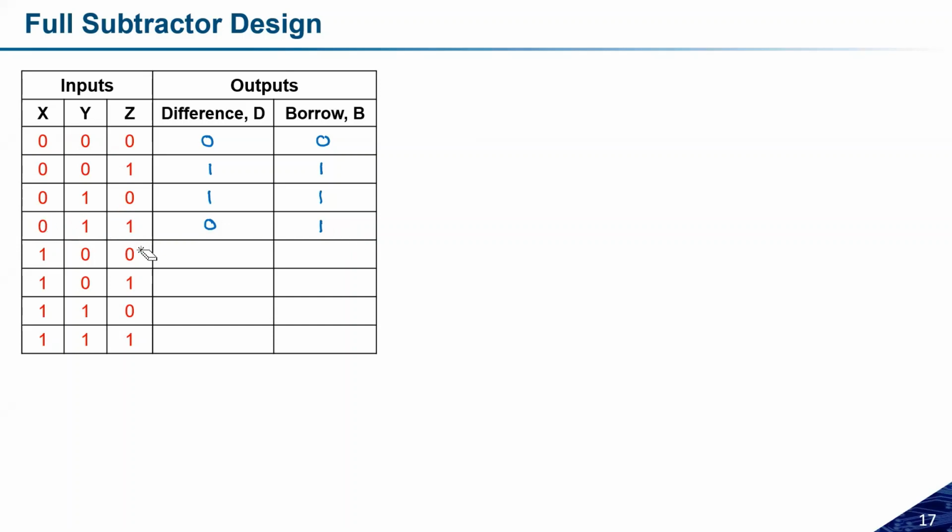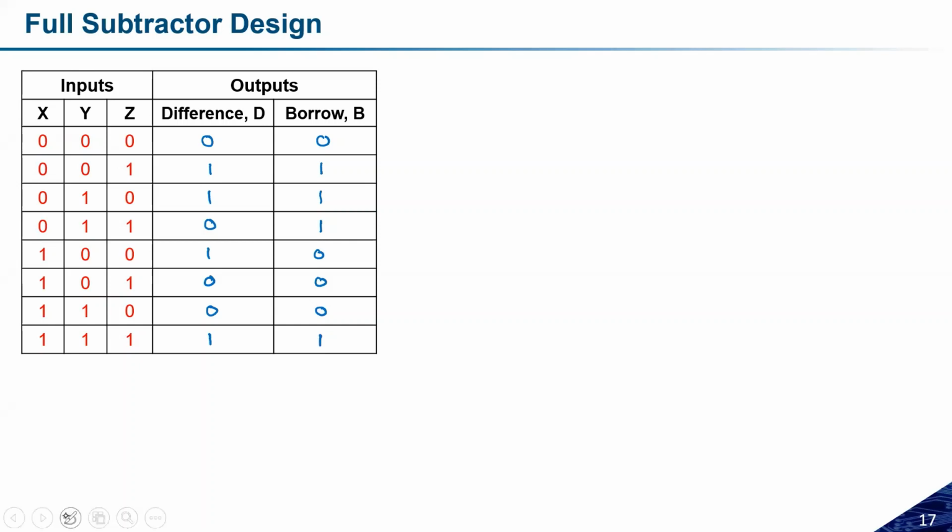Similarly, if you see the other case, I will get 1 minus 0 minus 1, 0, difference will be 1, borrow will be 0, 1 minus 0, that will give you 1, and then 1 minus 1, that will give you 0. So difference and the borrow both will be 0, 0, and 1 minus 1 will give you 0, and 0 minus 0 will be 0, and 1 minus 1 will be 0. And 0 minus 1, the borrow and difference both will be 1. So this is how the truth table can be formed.